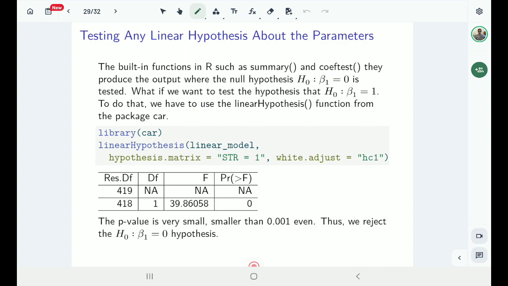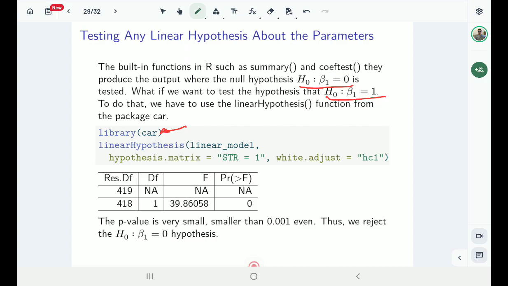Okay, and we have some other useful function called linearHypothesis, and that comes with the car package. If you have not installed the car library, please install it. What is the essence of linear hypothesis testing? The summary function and coeftest function are actually testing the standard default null hypothesis, that the true parameter value is equal to 0. But you may be interested in testing a hypothesis in this form, that for example beta 1 is equal to 1, or 2, or some other value other than 0. Okay, in that case, the linearHypothesis function is very useful.